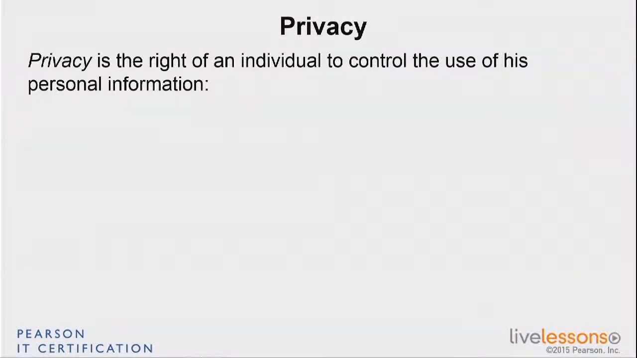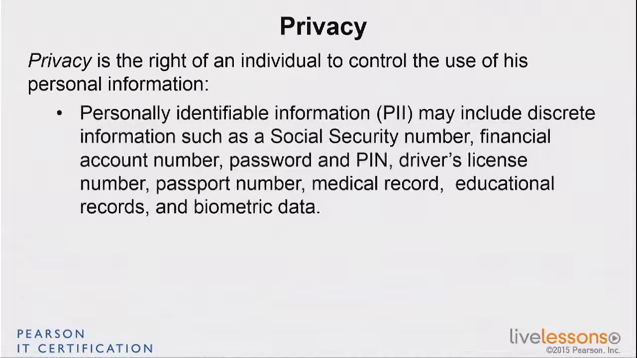Privacy, as we previously defined, is the right of an individual to control the use of his or her personal information. Personally identifiable information, which is referred to as either PI, personal information, or PII, personally identifiable information, or NPPI, non-public personal information, may include discrete information such as social security numbers, financial account numbers, passwords, PINs, a driver's license number, a passport number, a medical record, an educational record, even biometric data. Those are all included in PI.